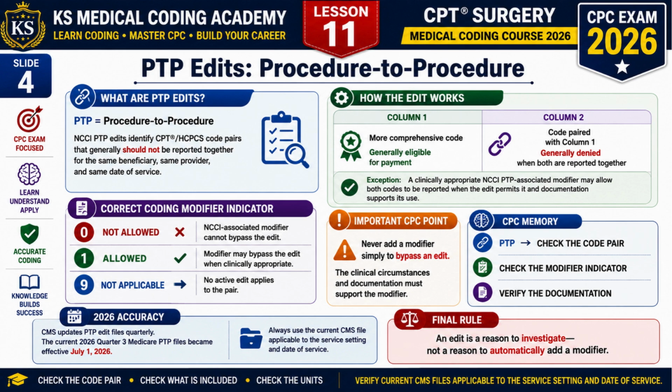Indicator 9 indicates that the use of an NCCI-associated modifier is not specified. Remember, never add a modifier simply to bypass an edit. The documentation and clinical circumstances must justify the modifier. Your CPC memory rule is simple. PTP, check the code pair, check the modifier indicator, and verify the documentation. Finally, CMS updates PTP edit files quarterly, so always use the current file that applies to the service setting and date of service. For 2026, the current Quarter 3 files are effective July 1, 2026.